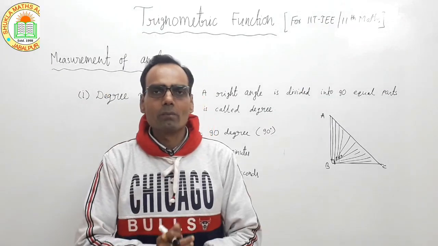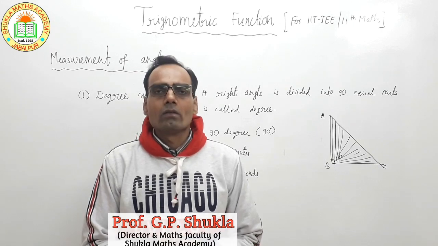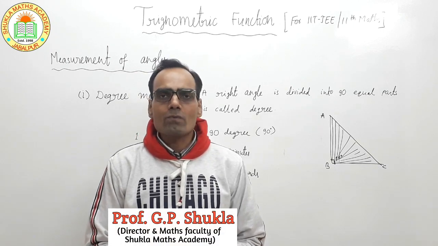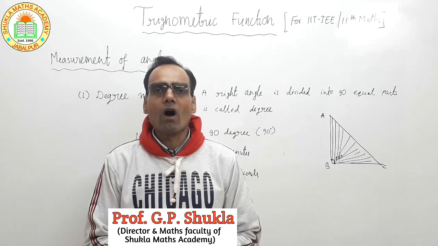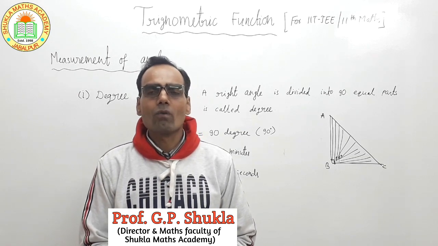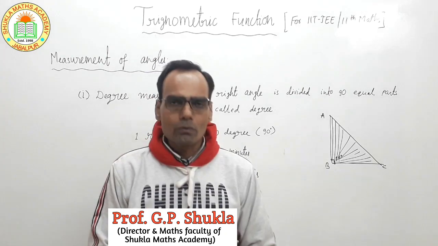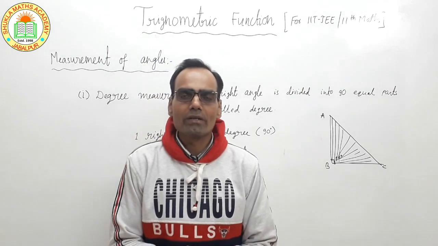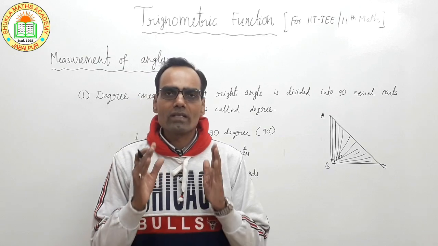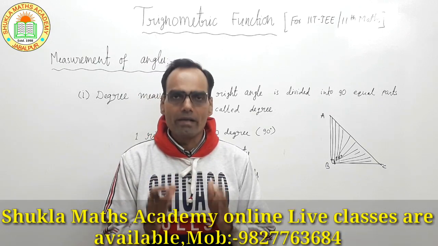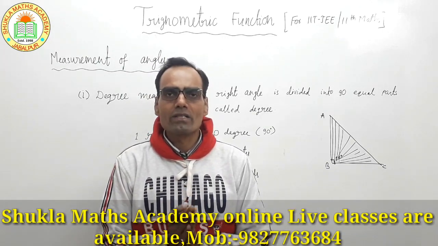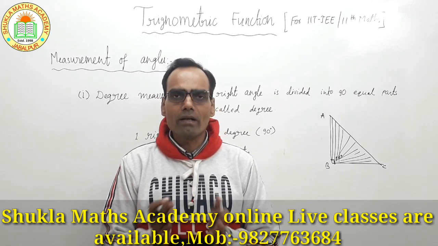So we are starting the measurement of an angle. In trigonometry, first we will understand what is a measurement of an angle, and after that we will use these measurements in trigonometry. There are mainly two types of measurement of an angle: the first one is in degree and the second one is in radian. First we will understand what is a degree and after that the radian.